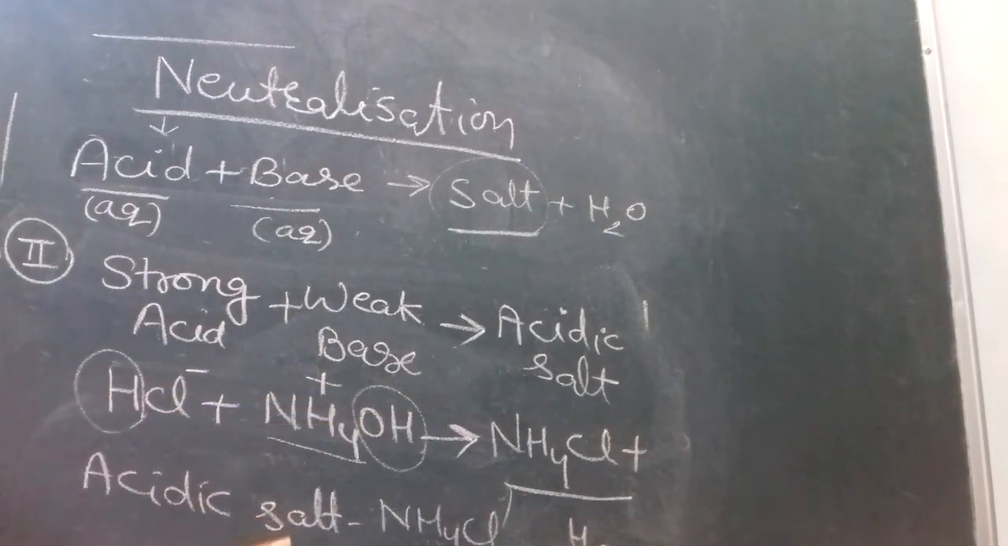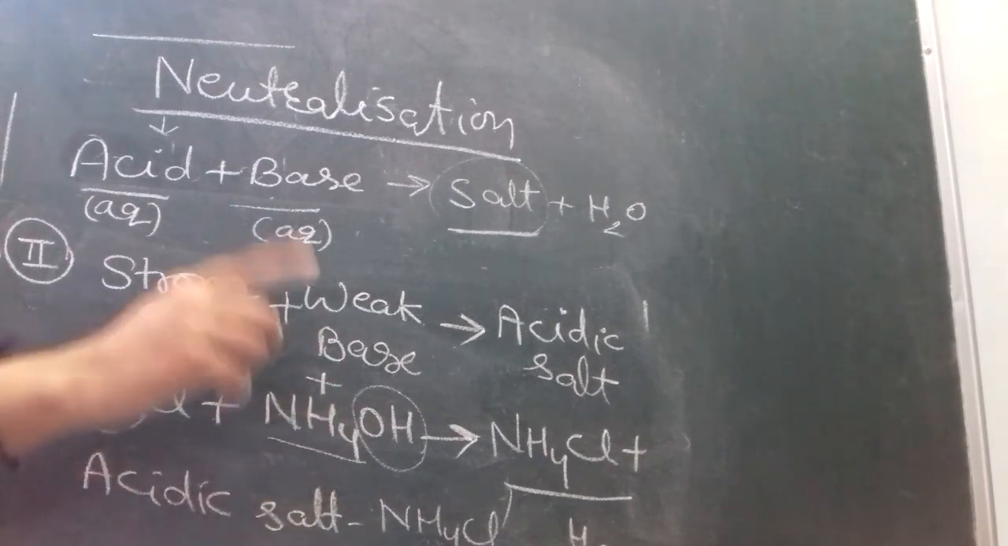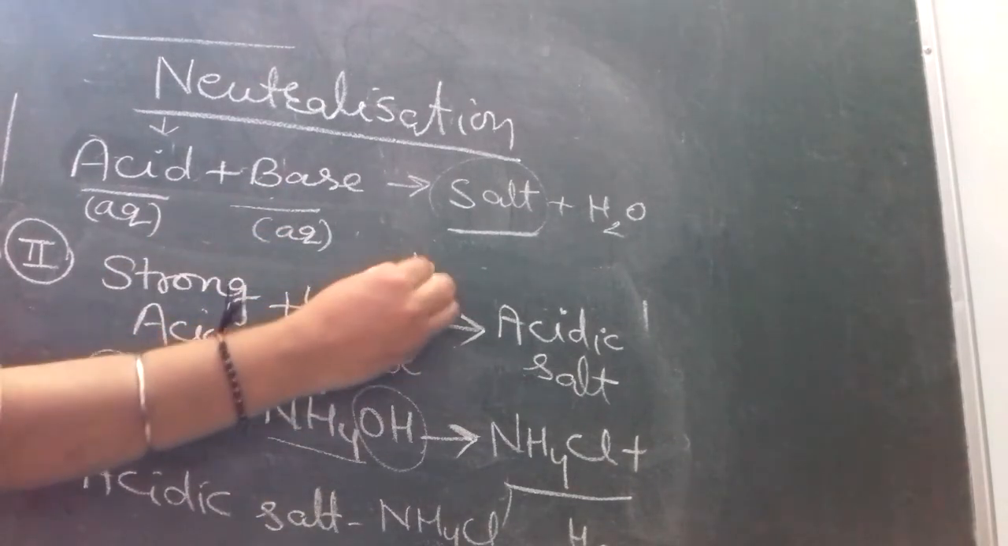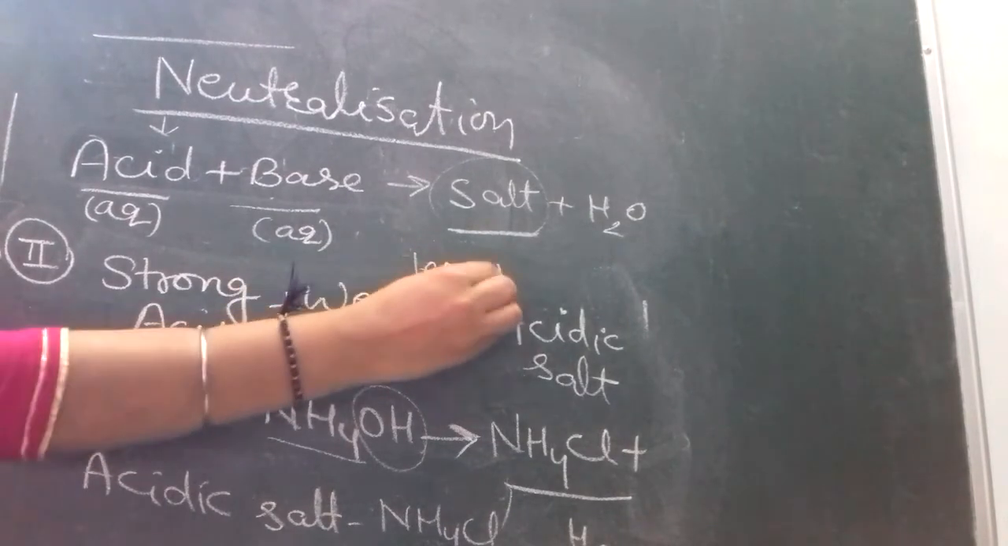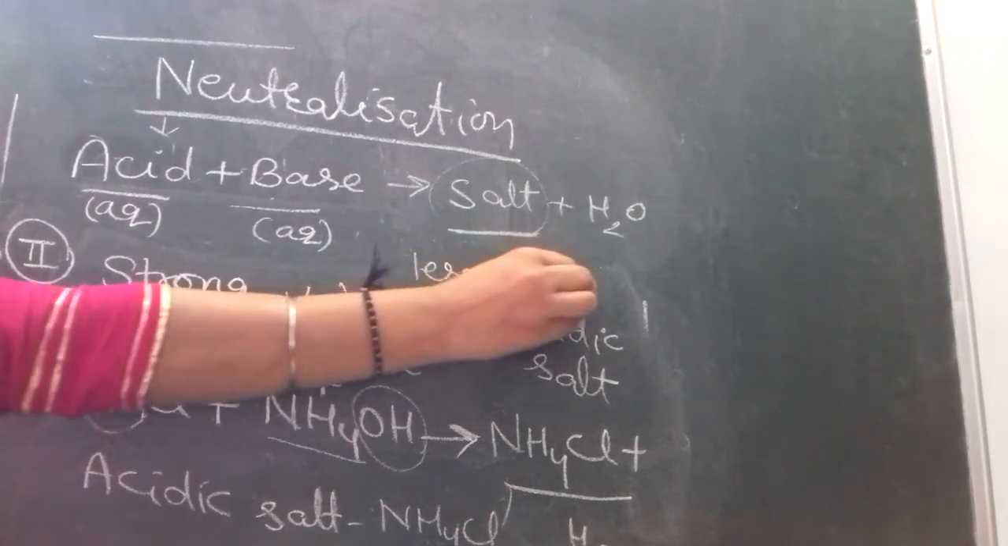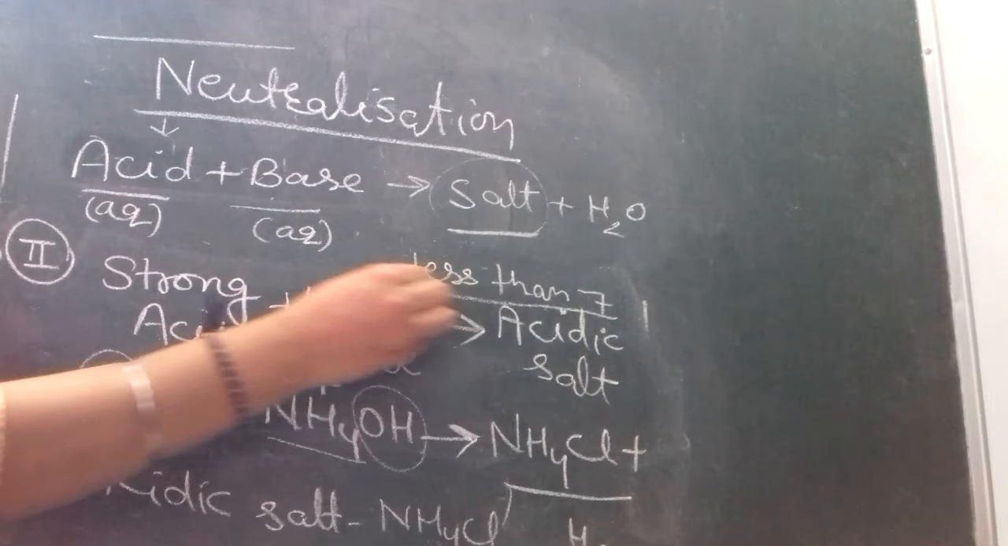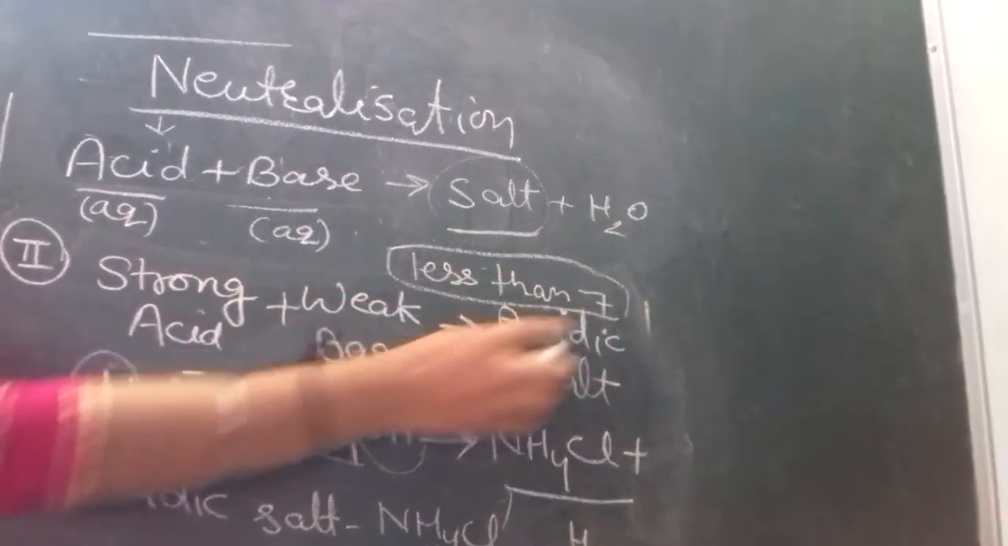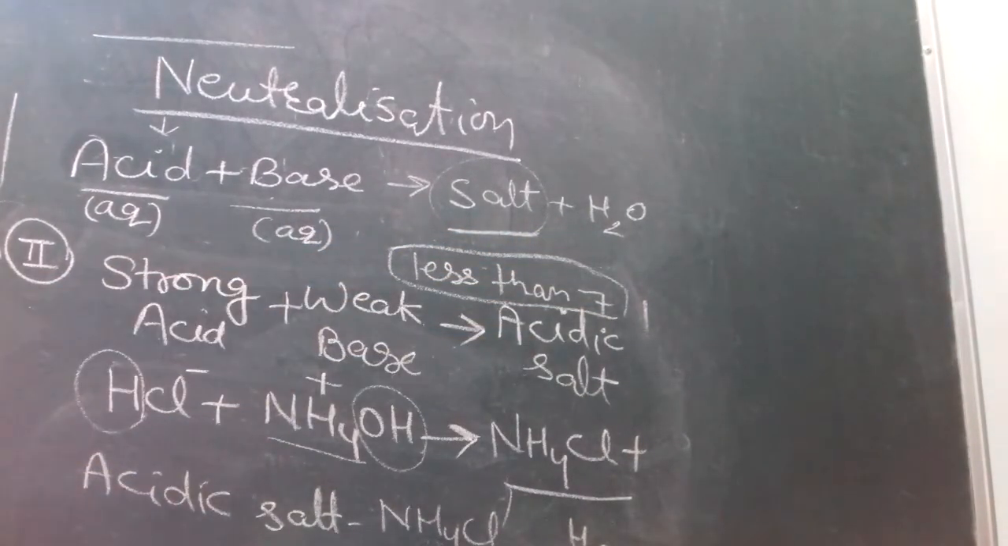The nature of the salt will be acidic and pH will be? Options are 7, less than 7 or more than 7. I'm sure you know it, that the pH level of this solution becomes less than 7 because all acids have pH level less than 7. This salt is acidic, so the pH will be less than 7.